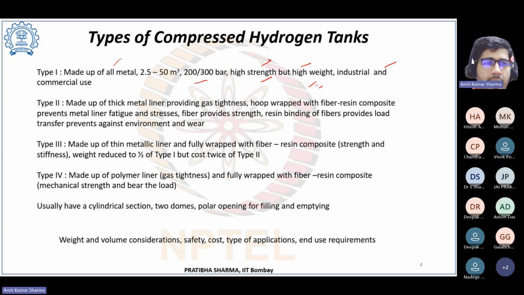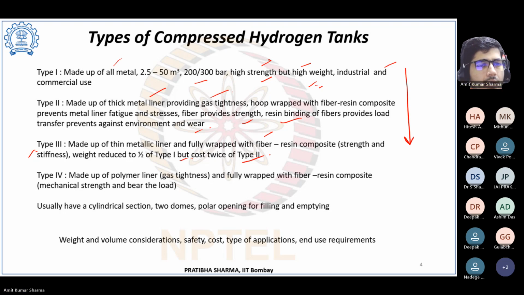Type 2 is made up of a thick metal liner providing gas tightness, then hoop wrapped with fiber resin composite, which prevents metal liner fatigue and stresses. Fiber also provides strength. Resin binding of fibers provides load transfer and protects against environment and wear. Type 3 is made up of a thin metallic liner fully wrapped with fiber and resin composite, and strength and stiffness can be more than previous types. Weight is reduced to half of type 1, but cost is twice that of type 2. So as you are moving downwards, the weight is reducing, but the cost is increasing.